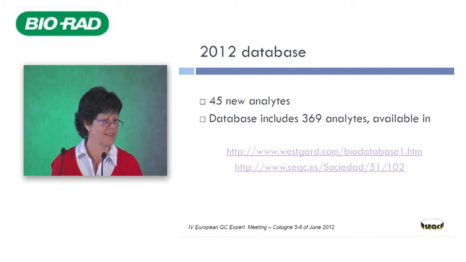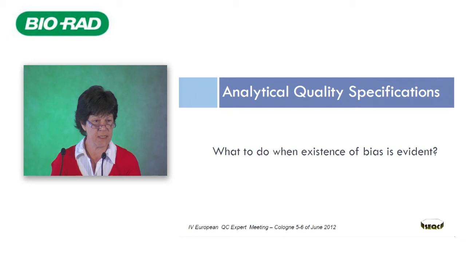Second point, what to do when the existence of bias is evident? The biological variation database is used to define analytical quality specifications for imprecision, bias, and total error. Imprecision has been improved somewhat because analytical performance has been improved too. However, there has been no parallel improvement regarding bias. Now, the main focus is bias. We can minimize bias, or bias should be near zero. This is a good goal, but unrealistic today.